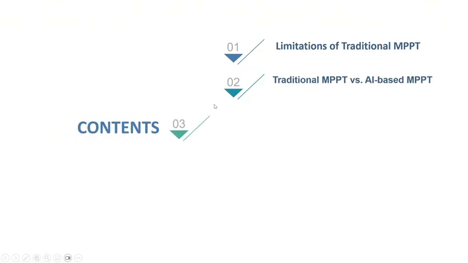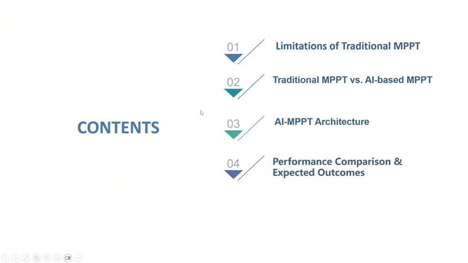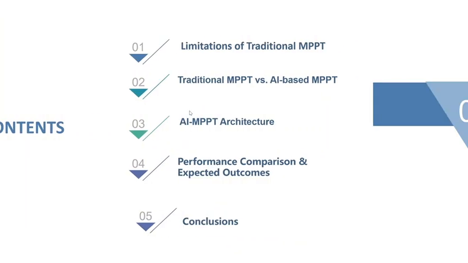Part 1 is Limitations of Traditional MPPT. Part 2 is Traditional MPPT vs AI-based MPPT. Part 3 is AI-MPPT Architecture. Part 4 is Performance Comparison and Expected Outcomes. Part 5 is Conclusions.